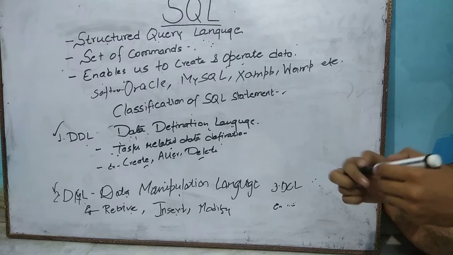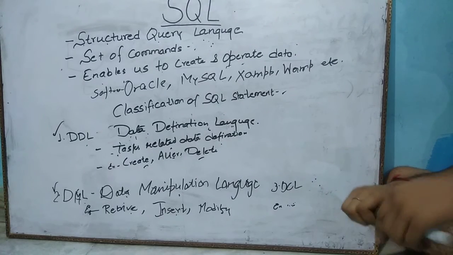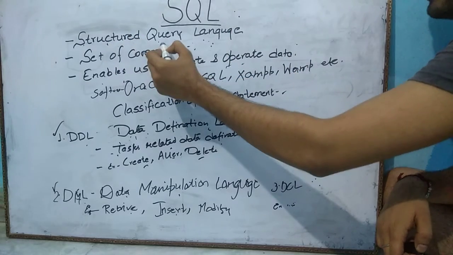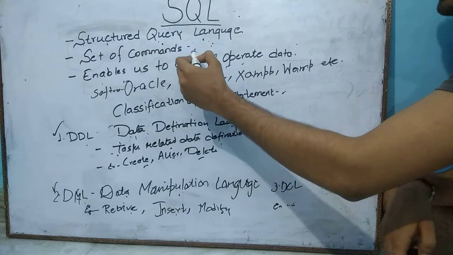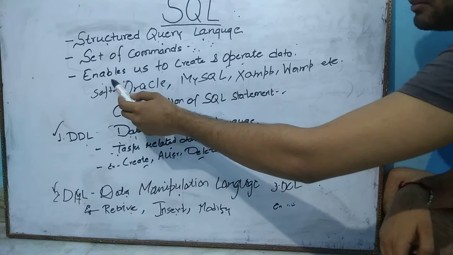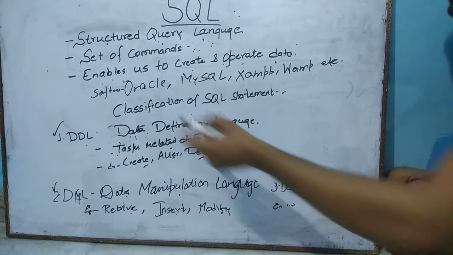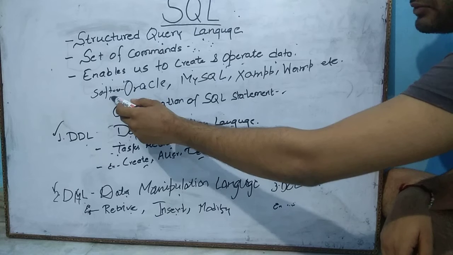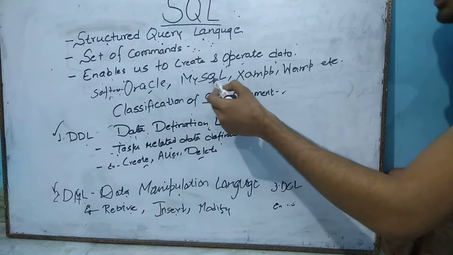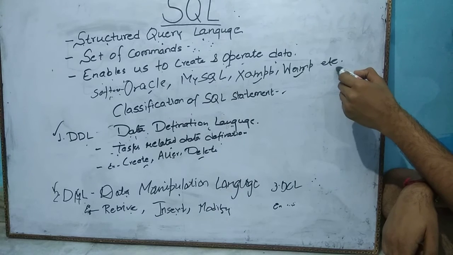Today in this video we are going to discuss a language which is related to our data, that is SQL. SQL stands for Structured Query Language. It is a set of commands which performs on data. It enables us to create and operate on data. There are various software on which we perform SQL such as Oracle, MySQL, XAMPP, WAMP, etc.